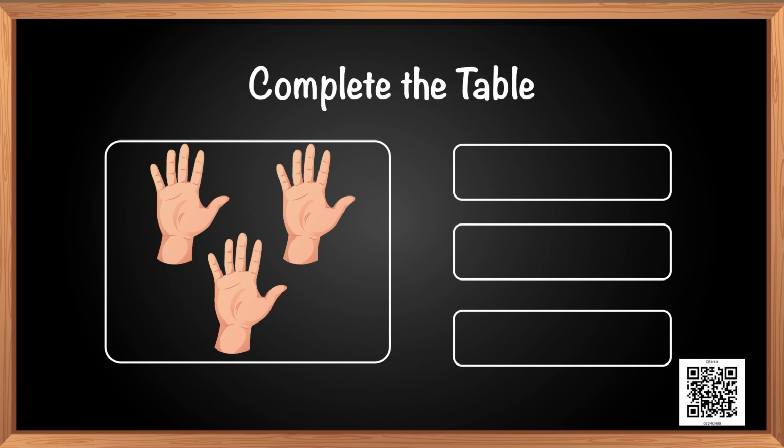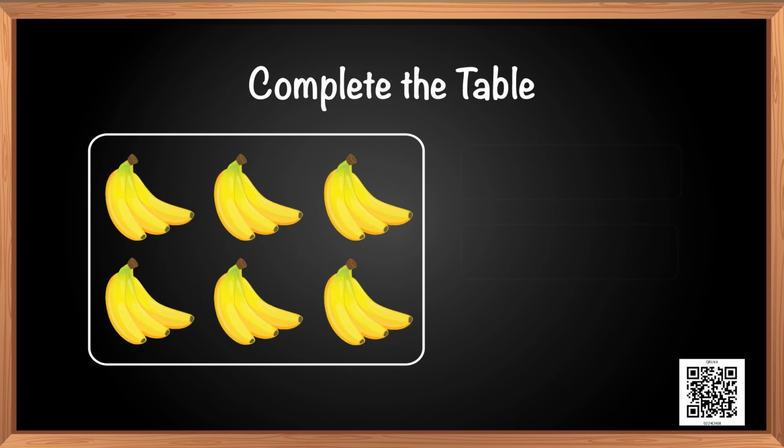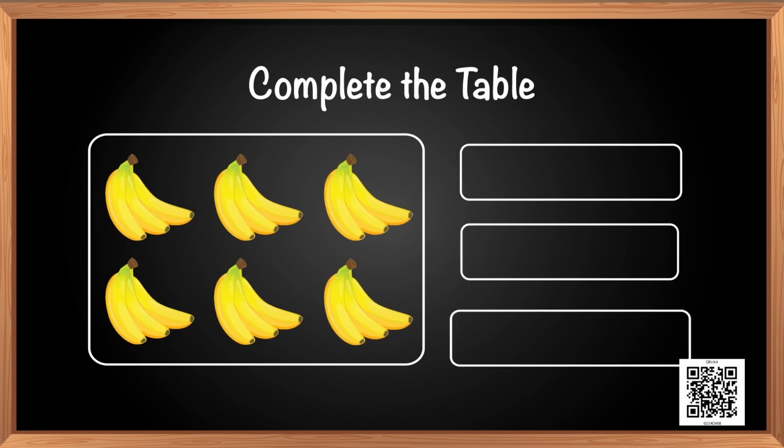Correct. So we will be doing 5 plus 5 plus 5. What is the second way of writing it? Do it, please. Now the third way of writing. So how many fingers do we have in total? Good. Now let us count the groups of bananas. You have to fill in the first one. The second one is done for you, that is 6 times 3. So in total, how many bananas do we have?